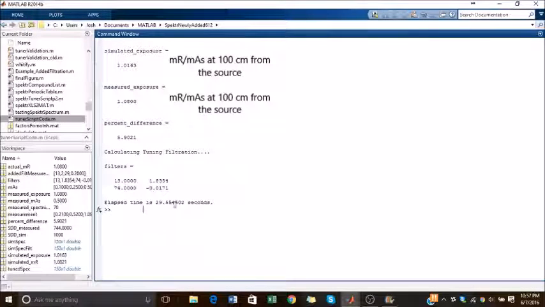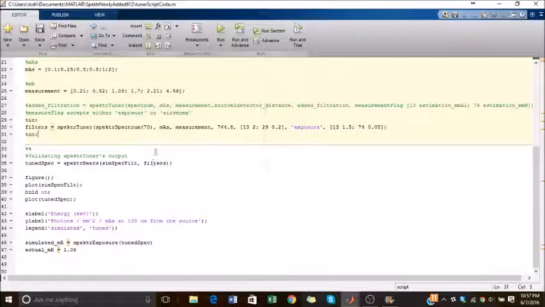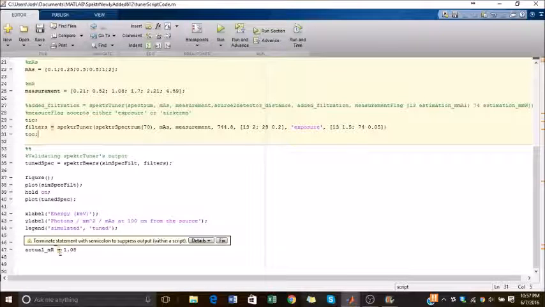After approximately 30 seconds, SPEKTR Tuner outputs the thickness of aluminum and tungsten necessary to match the exposure between a simulated and measured spectrum. To validate this, we will apply the filtration outputted from SPEKTR Tuner to the simulated spectrum and compare its exposure to our actual exposure.